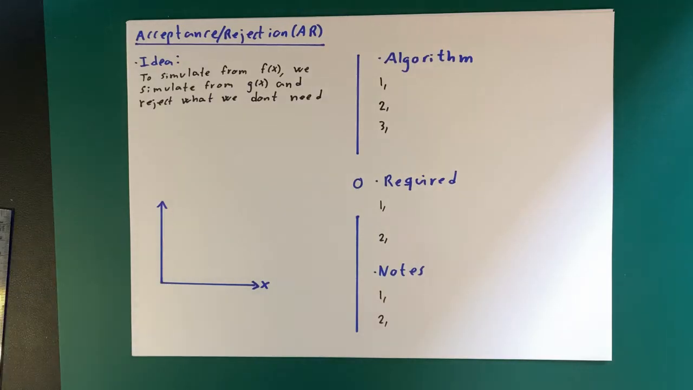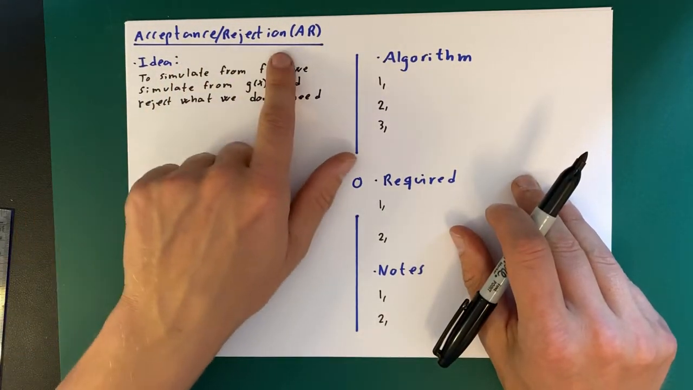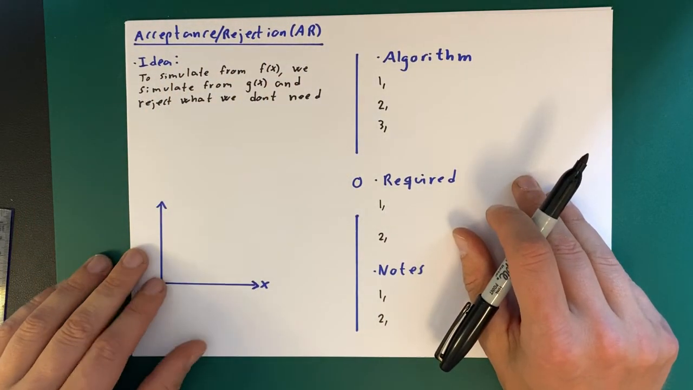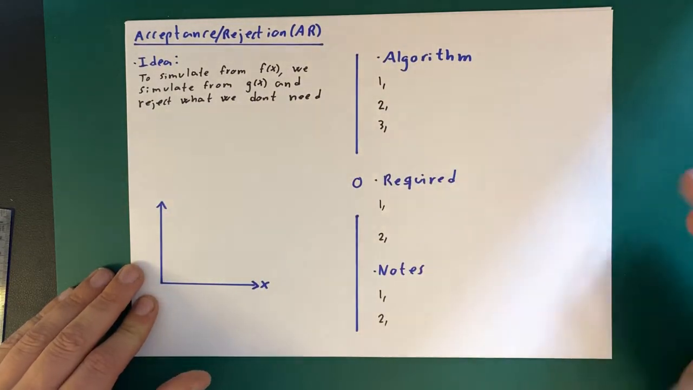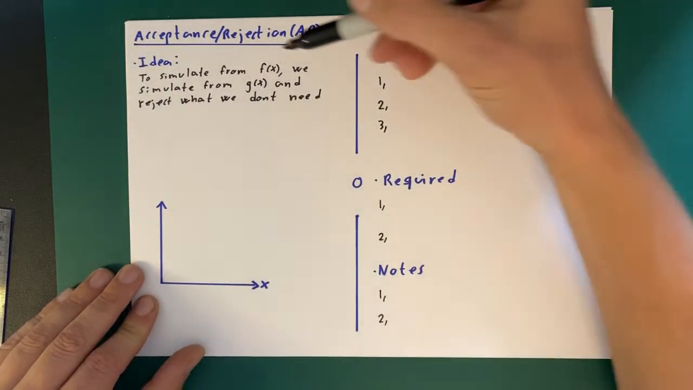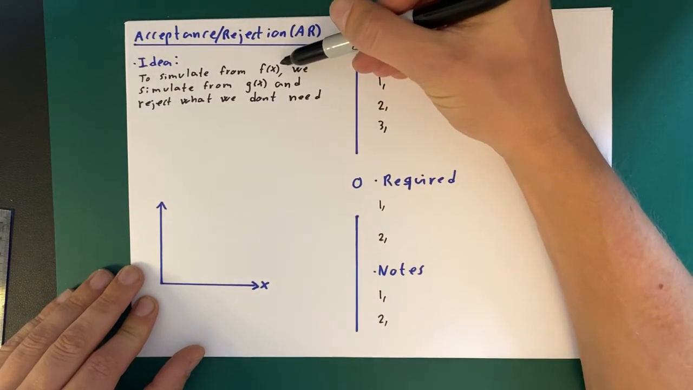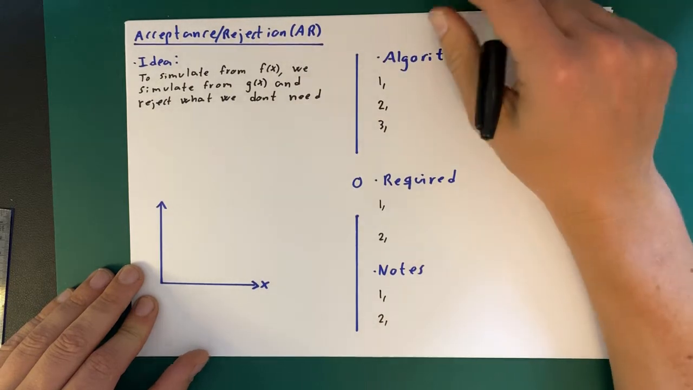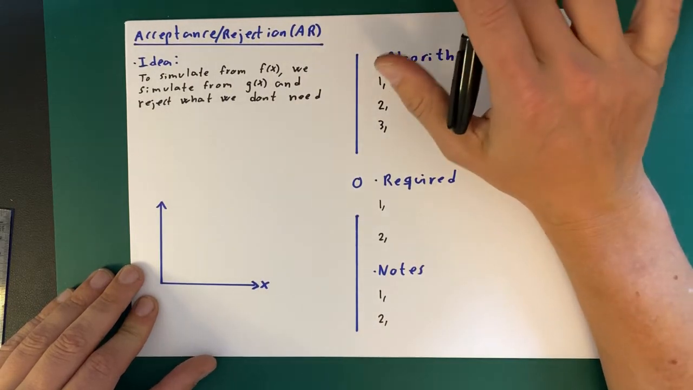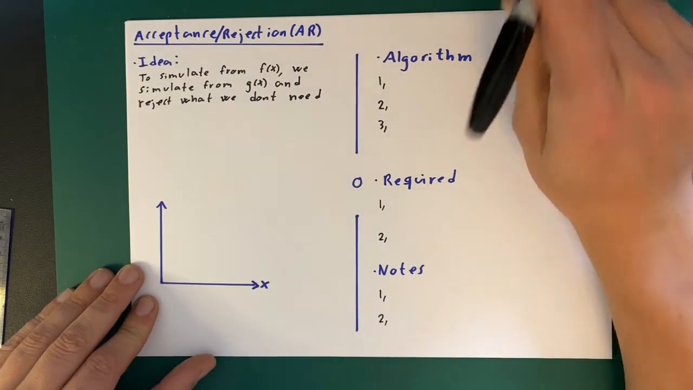In this video, I'll introduce the acceptance-rejection method, or AR for short. And the idea of the method is that in order to simulate from f of x, the distribution we're actually interested in, we instead simulate from g of x, another distribution, and then we reject in a clever way what we don't need.